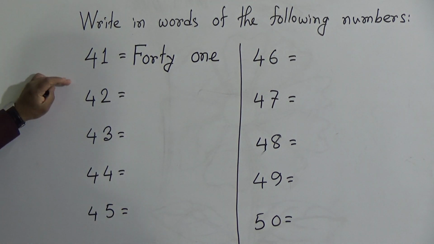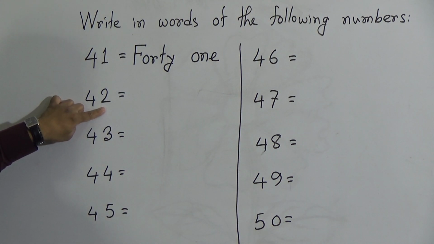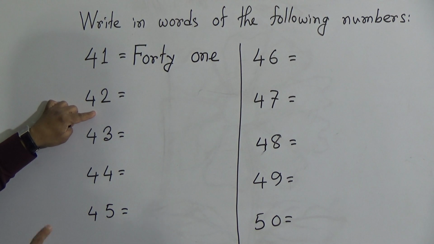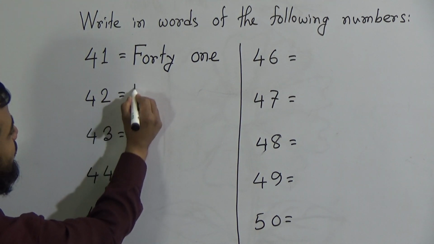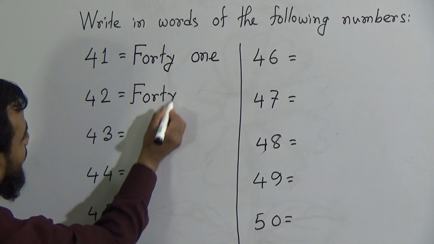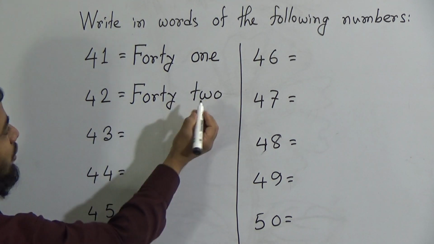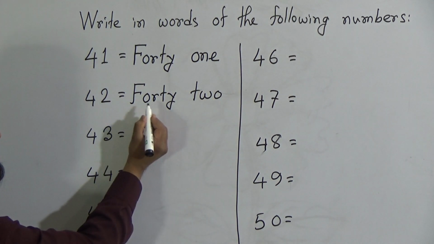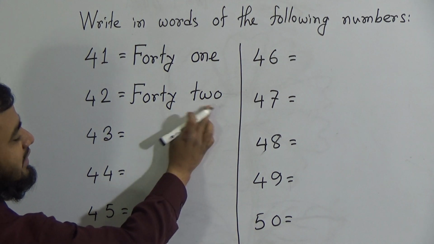Like this we will write down up to 49. Look, 4 and 2 makes the number 42. First of all, we should write down 40, and we should add the spelling of 2, then we will get 42. The spelling of 42 is F-O-R-T-Y, 40. We will add 2, T-W-O, 2. We know the spelling of 2, and we also know the spelling of 40. So 42 is spelled like this: F-O-R-T-Y, 40, T-W-O, 2, 42.